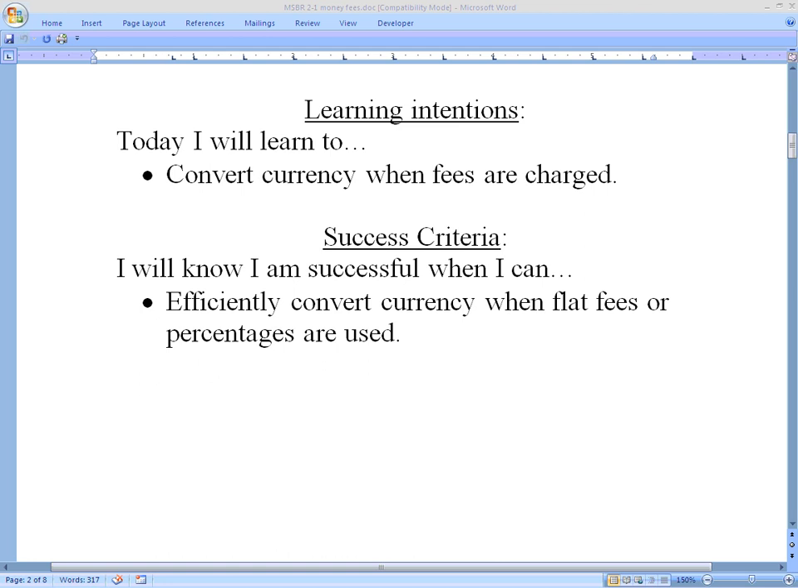Today we are going to talk about currency conversion, which is a continuation from our last lesson, but we will be specifically talking about fees charged for it. In the real world, if we want to have a service done, it has to be paid for one way or another, and that's what we'll be dealing with here.